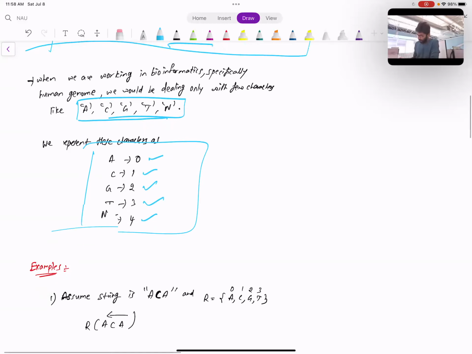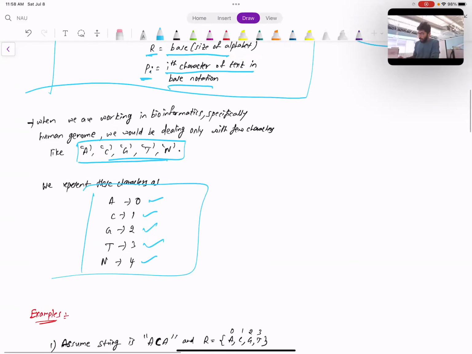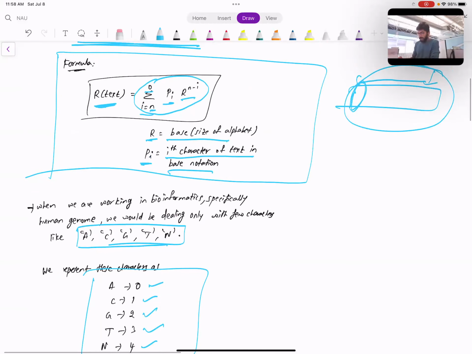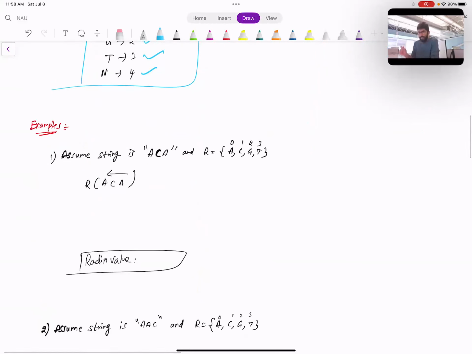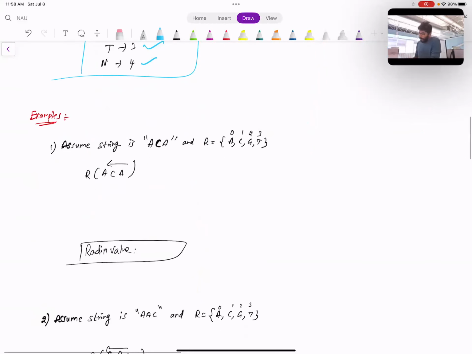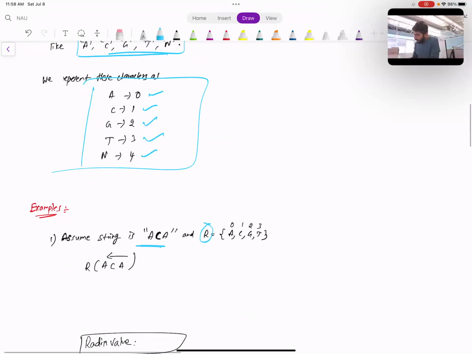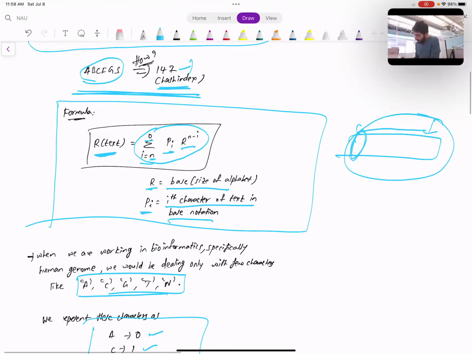We'll see an example and the formula. I don't want to explain the examples in the formula way. I'll tell you the easy way to do it, which internally follows the formula. Now, assume the string is ACA and I want to convert it to some radix value. This is my aim. And what is R? I already said, R is nothing but the alphabet, and it represents the base.